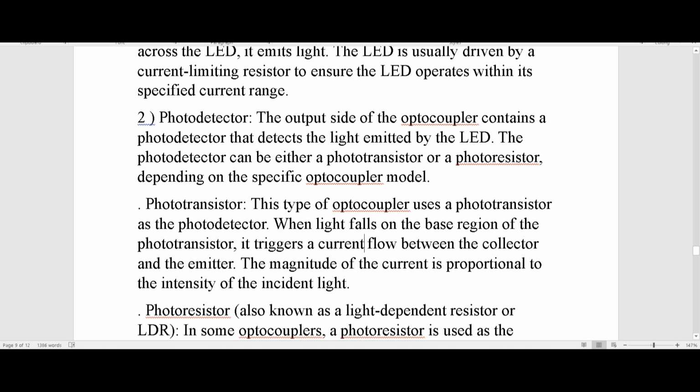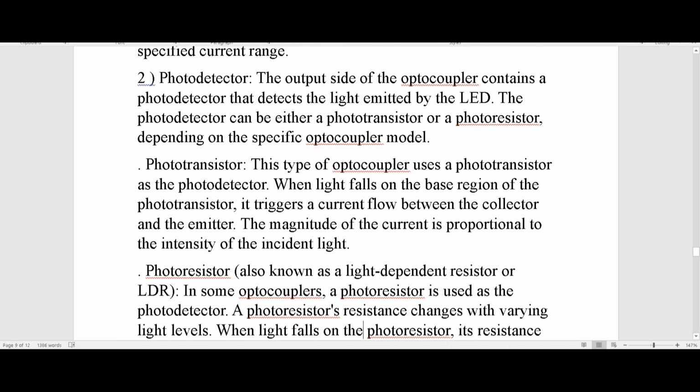Now, what is a phototransistor? This type of optocoupler uses a phototransistor as a photodetector. When light falls on the base region of the phototransistor, it triggers a current flow. So whenever the signal falls on the base region of the transistor, the current begins to flow between the collector and the emitter. The magnitude of the current is proportional to the intensity of the incident light. The more incident light there is, the more current flows.